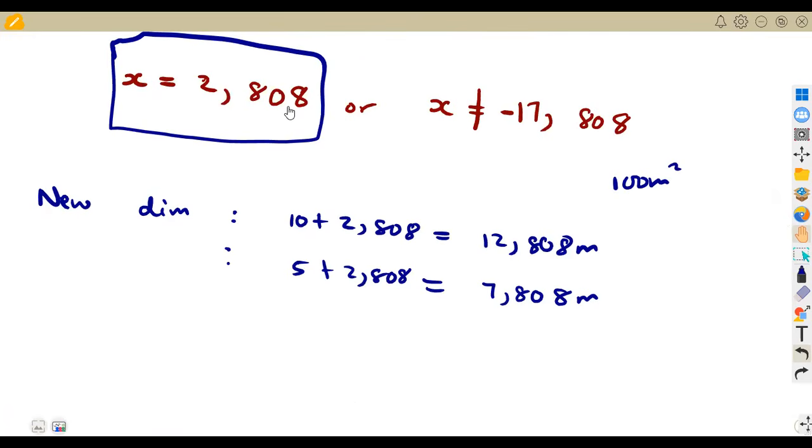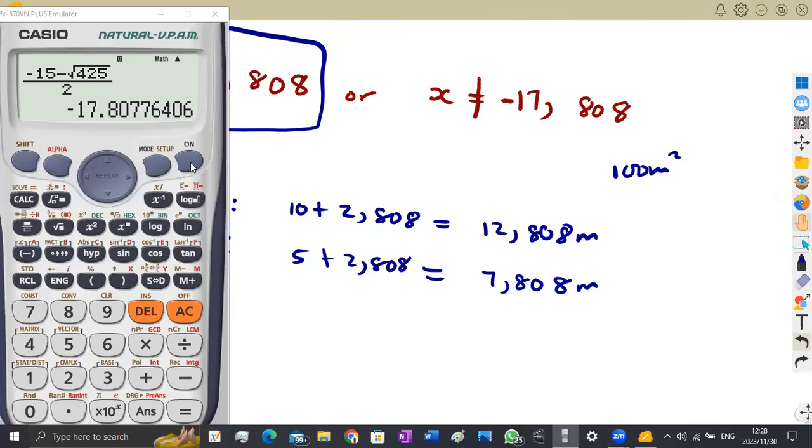So what you do is use the exact values, not rounded figures. That's why I had to store that value. Remember, I stored that value at A. If I want to take that value that I stored at A, I'm going to press this button, that is recall A, like this. So this is the value that we had.